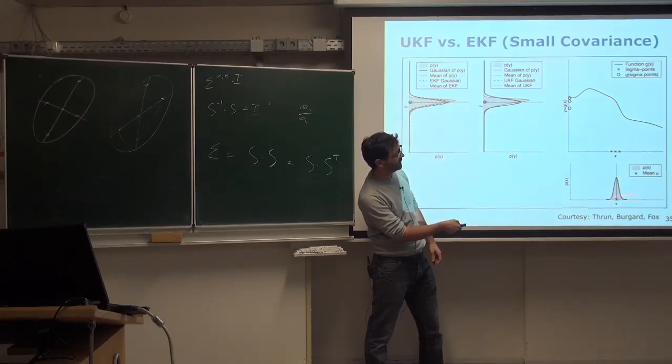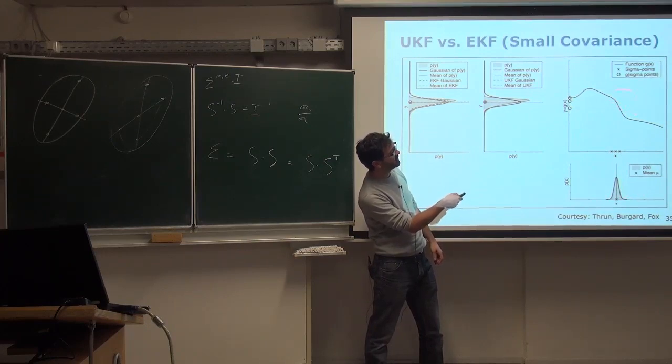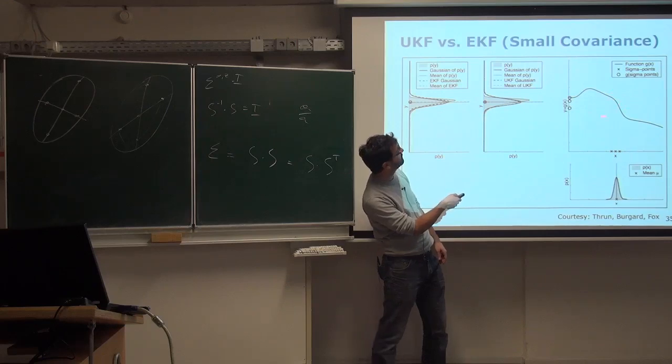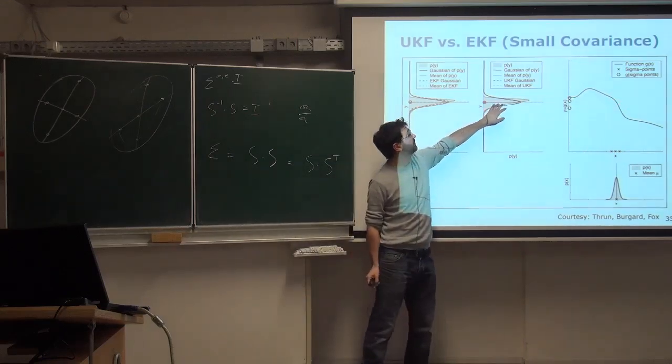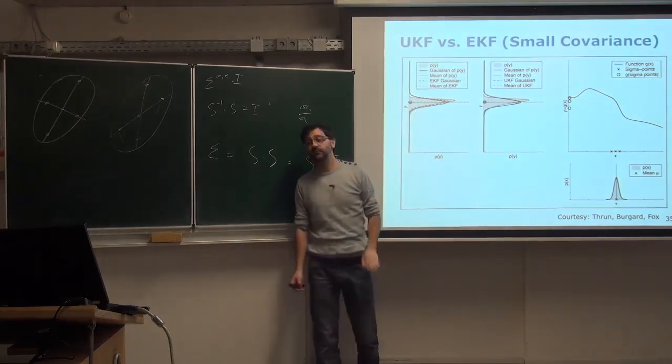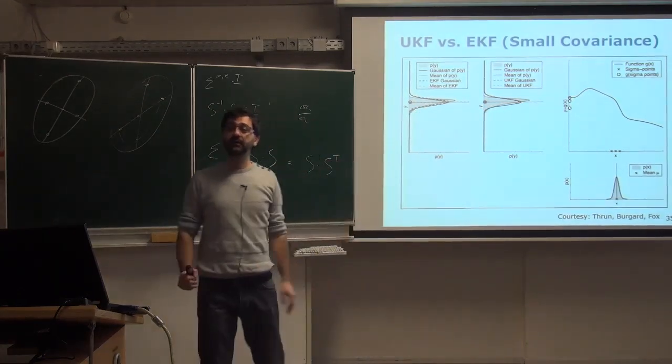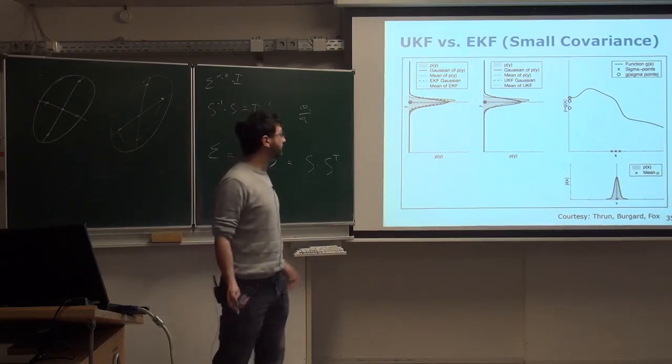Here it's a very narrow distribution, so the part of this function that actually influences the mass of the distribution is local, close to the mean. And if you project the two, you get still better results with the UKF, but also the extended Kalman filter is not too bad in approximating that.